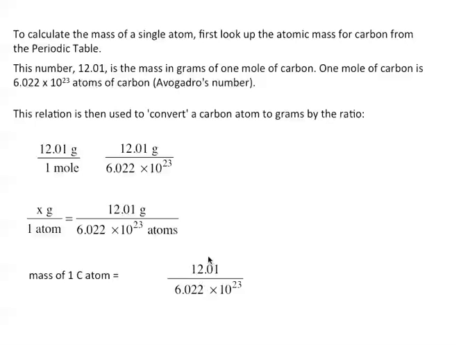Now the easiest way of doing that, don't put this whole number into your calculator, just do the 12.01 divided by the 6.022, which gives us 1.994 divided by 10 to the 23. And dividing by 10 to the 23 is the same as multiplying by 10 to the negative 23. And there you go. So with very little work, we didn't have to crunch this whole number. We just had to crunch the mantissas, or the significands, if you will. All right, and there's our answer. And that's it. Have a good day.